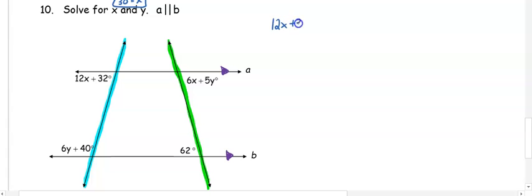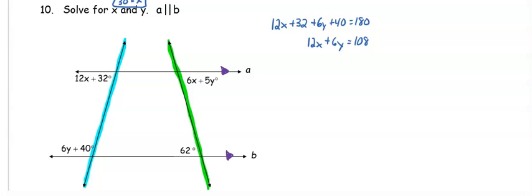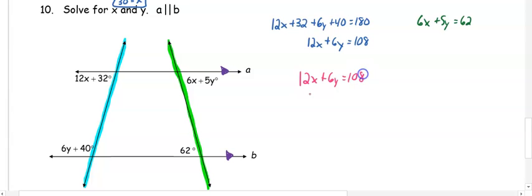So the blue transversal, those angles are same side interior, so we are going to set them supplementary. So 12x plus 32 plus 6y plus 40 is equal to 180. We can move the numbers to the other side by subtracting. 12x plus 6y is equal to 108. With the green transversal, these are alternate interior angles, so they are congruent. 6x plus 5y is equal to 62. So I can take both of these equations now and solve a system. 12x plus 6y equals 108, and 6x plus 5y equals 62.